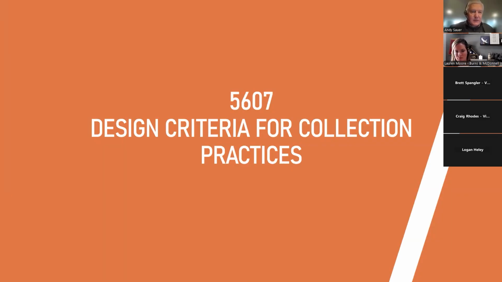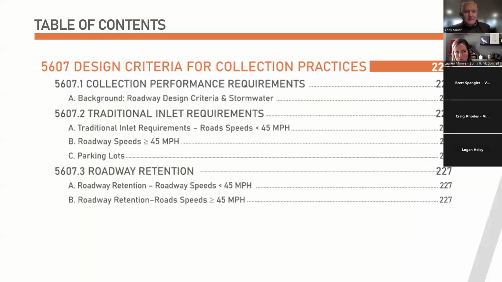So we'll move on to 5607. Yeah, so 5607 is design criteria for collection practices. And really, this is inlets. So that's just a fancy way of saying how we're collecting stormwater. So just a snapshot of what's really in this section, a table of contents.